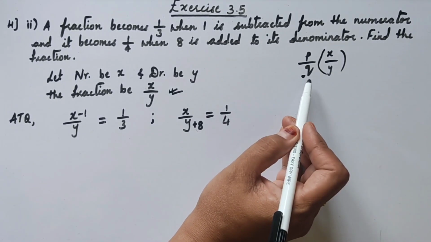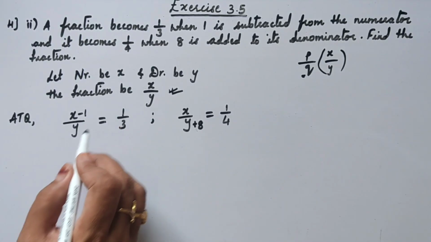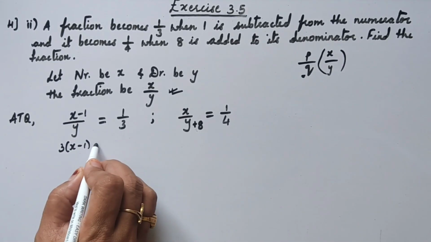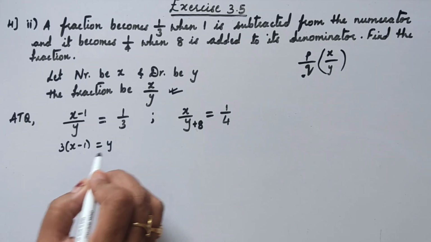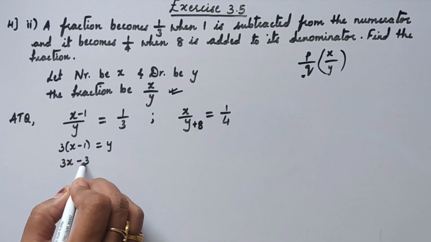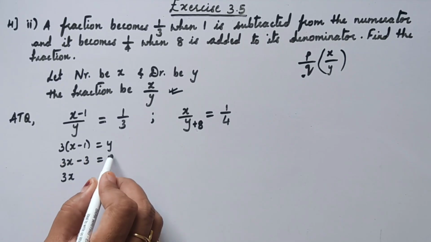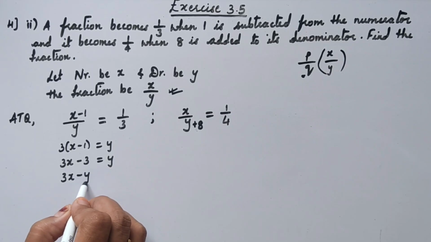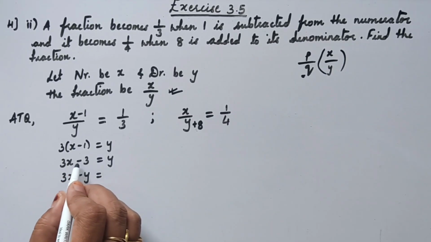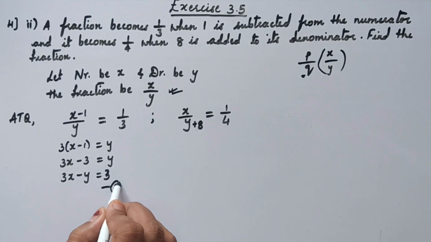This is the denominator. Okay, now let me do cross multiplication here, students. 3 into x minus 1 equal to y ones are y. Let me open the bracket here. 3 into x is 3x minus 3 ones are 3 equal to y. Let me rearrange: 3x, get this inside, it will be minus y, and take the constant towards your right side. Minus 3 becomes plus 3. Okay, this is equation 1.